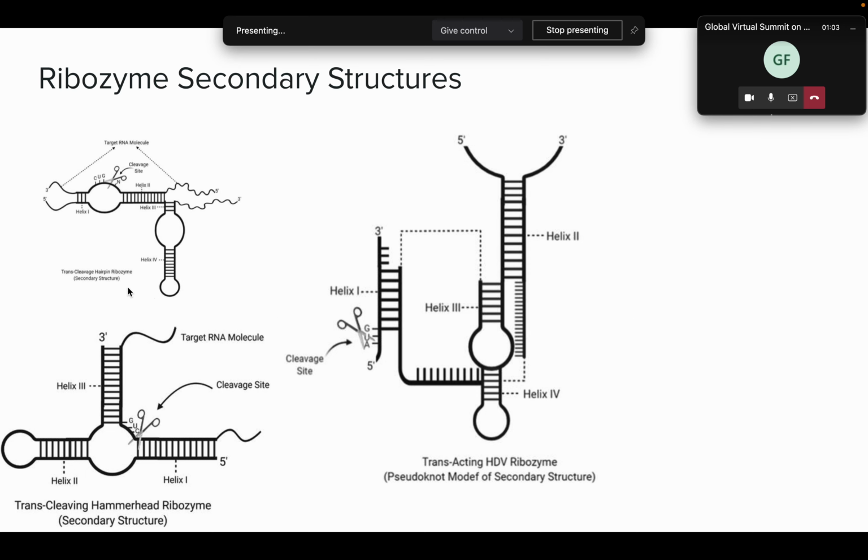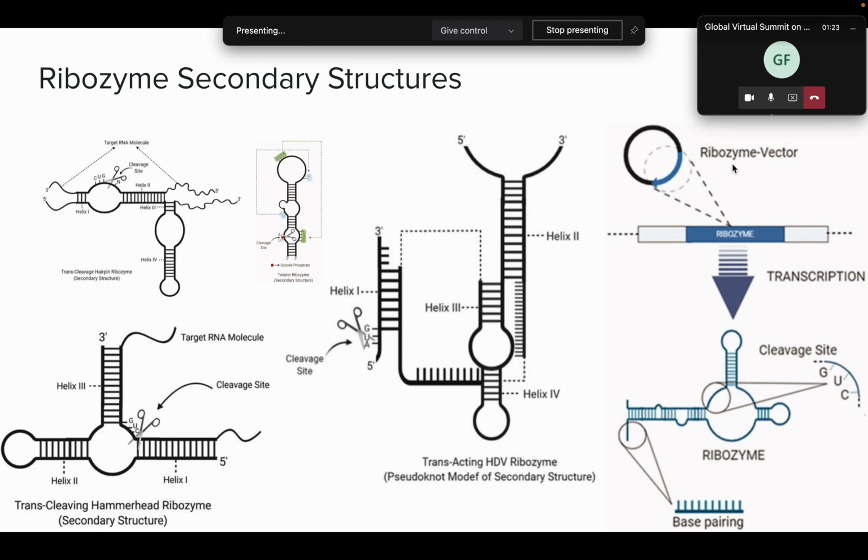This is a hairpin ribozyme secondary structure. You see the helices and the stem loops, as well as this classic cleavage site. Here is a scissile phosphate inside the cleavage site of a twister ribozyme.